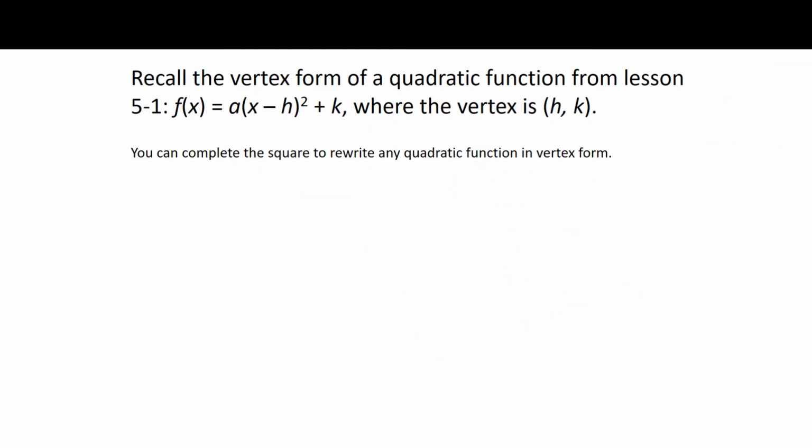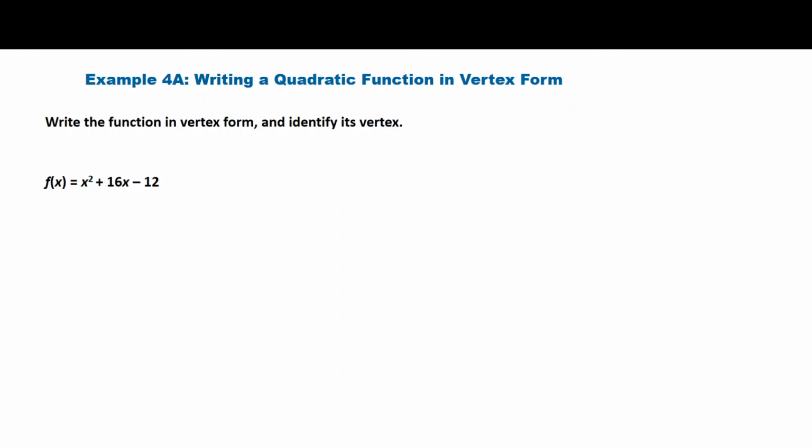Recall the vertex form of a quadratic function that you learned in lesson 5.1. Okay, and it just says f(x) = a(x − h)² + k. And so that tells us that the vertex is at (h, k). So this is our x and this is our y. So you can complete the square to rewrite any quadratic function in vertex form. So let's try this example. It says write the function in vertex form and identify its vertex.